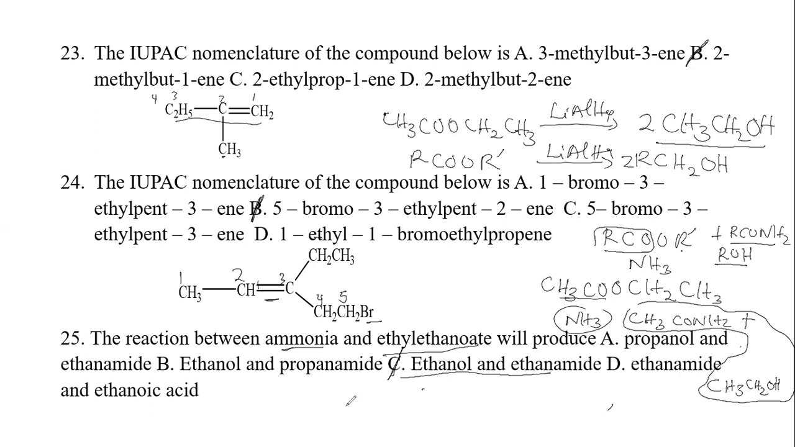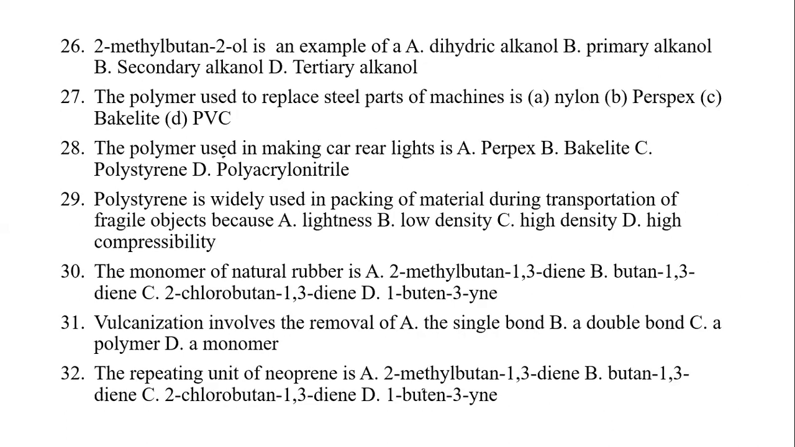But for the sake of UTME, please put these 2 questions at the back of your mind in case you meet them in your exam. Question number 26 says that 2-methyl-butanol is an example of A, dihydric alkanol, B, primary alkanol, C, secondary alkanol, D, tertiary alkanol. As I explained earlier, when the position of the methyl and the ol is the same, it's going to be a tertiary alkanol. So option D is the correct answer.